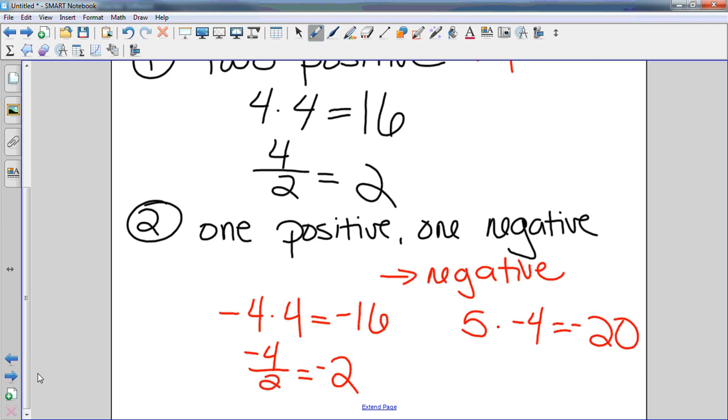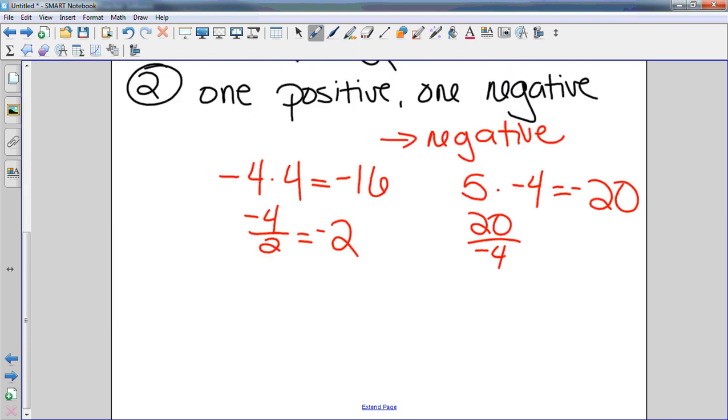What about 20 divided by negative 4? Since the bottom number is negative, does it make a difference in your answer? No, it's still going to be negative. 20 divided by 4 is 5. But since one of them is negative, it's going to be negative 5. Okay?